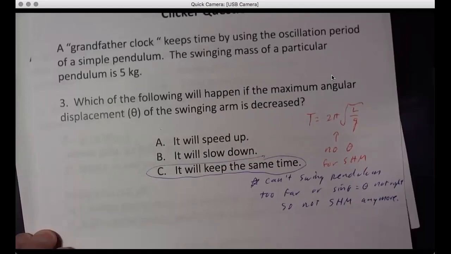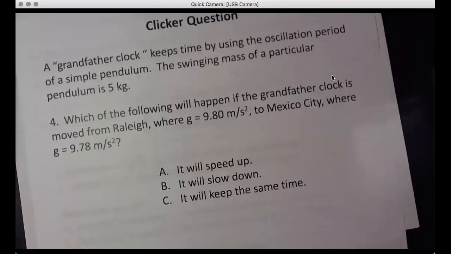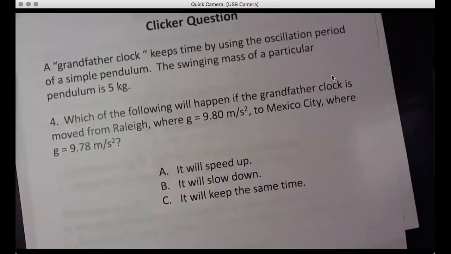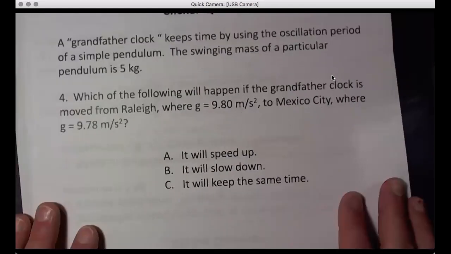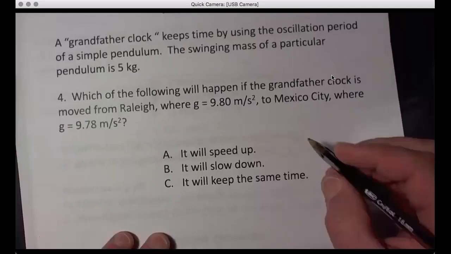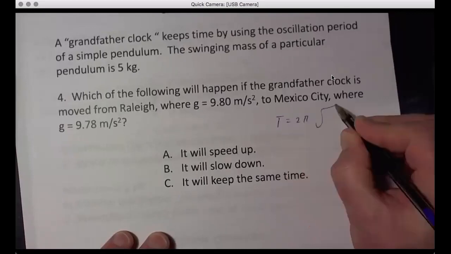Okay, so number 4, same pendulum again, same setup. Now we move the grandfather clock from Raleigh to Mexico City. And since we did the first couple with frequency, we'll do time again for those of you that prefer that. So again, T is equal to 2 pi the square root of L over G.